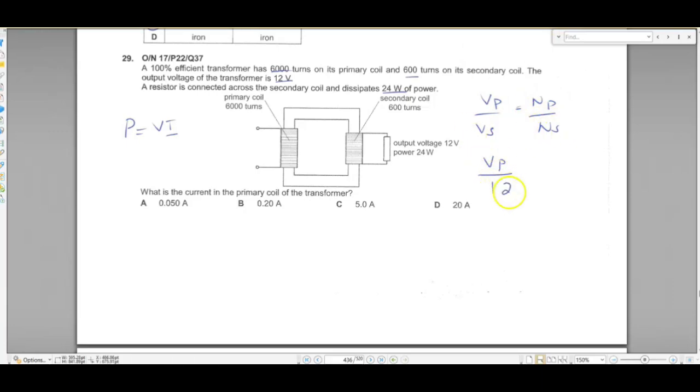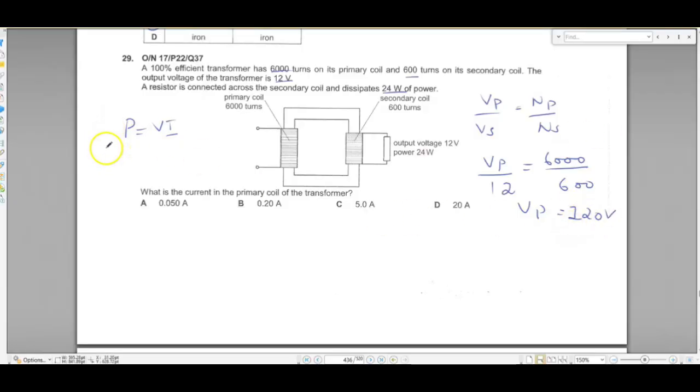Vs is 12 volts. The number of turns in the primary side is 6,000. Number of turns in the secondary side is 600. So Vp, we take it out to be, let me calculate, so this is 120 volts.